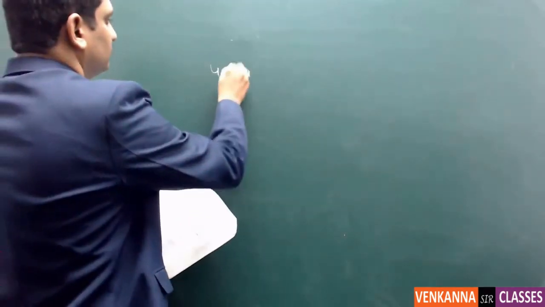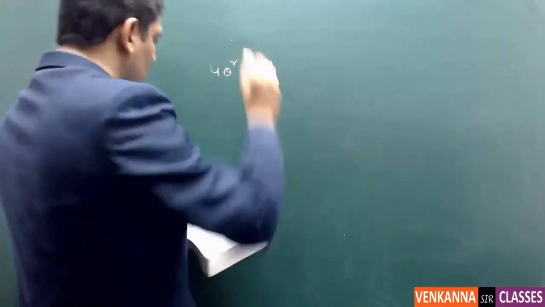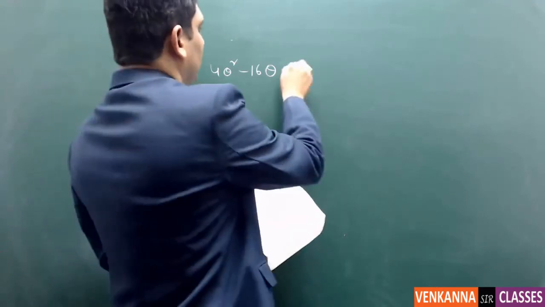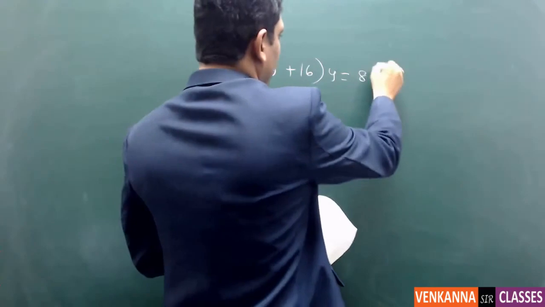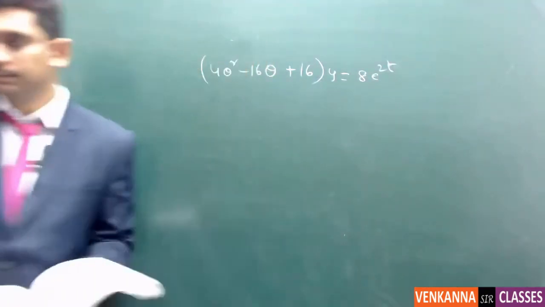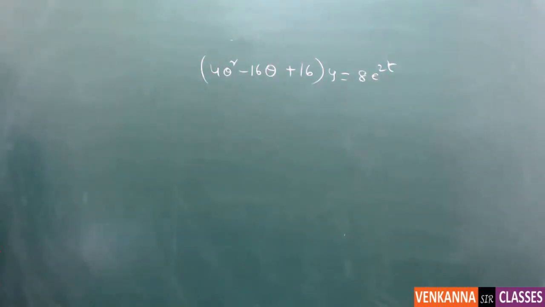So on substituting these values, you are going to get the function as 4 theta square minus 16 theta plus 16 of y is equal to 8 e power 2t. Accept it? Please check. Fine. If everyone has achieved this step, I will go further.